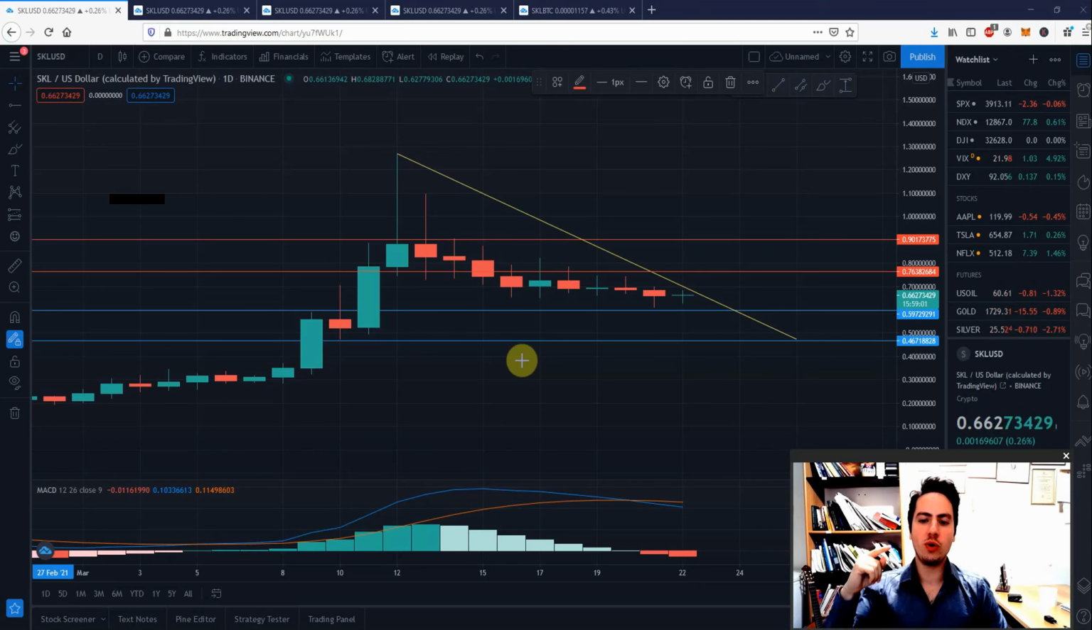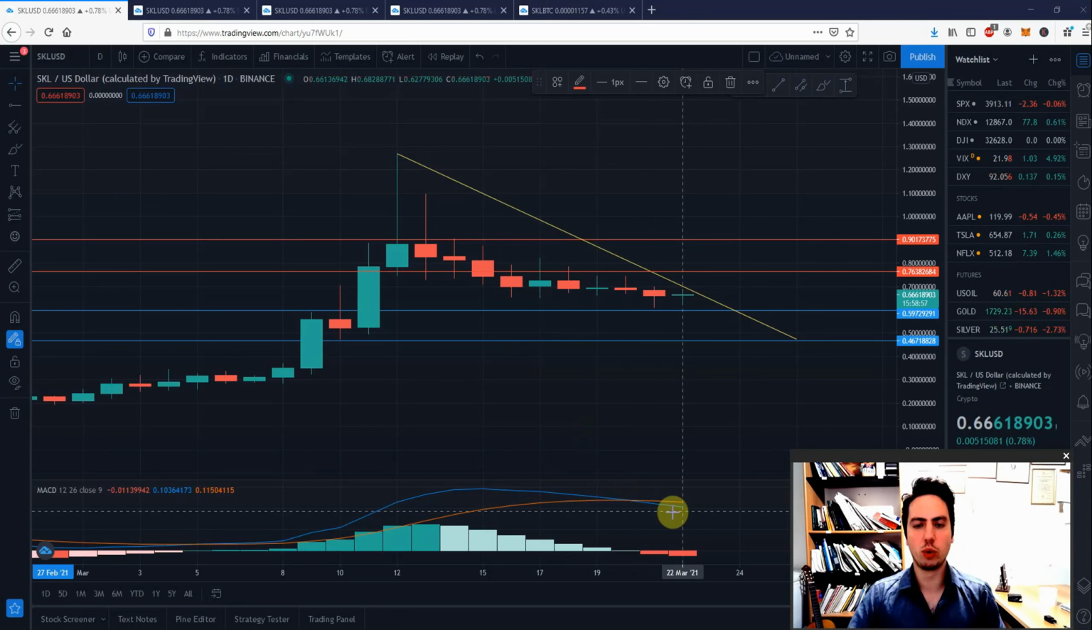Let's head back to the SKL technical analysis, guys. I always work with the MACD, which is this one. The blue line is the MACD and the orange line is the signal line. If the MACD is beyond the signal line, that means we have a pretty bearish scenario, and now we have a semi-bearish scenario. We can see the trend here. I think the price might move sideways, might move a little down.